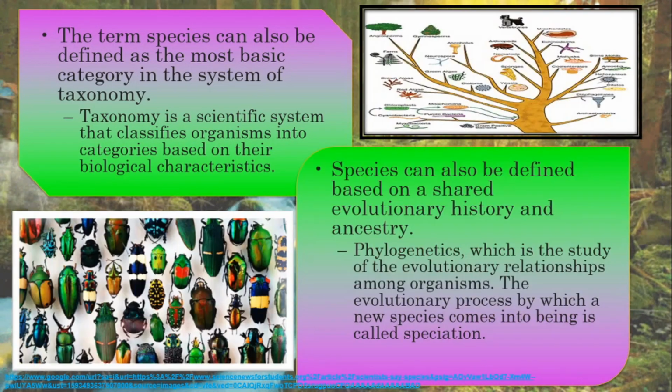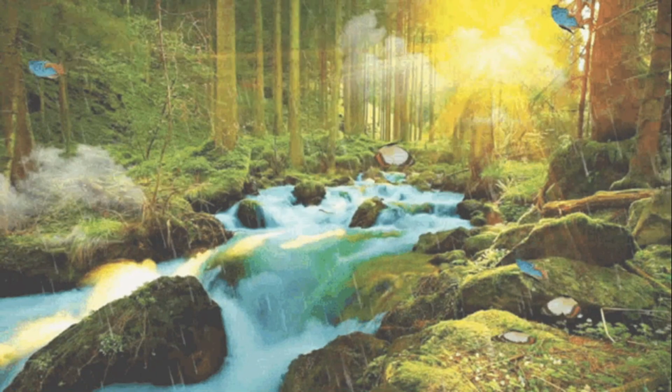Species can also be defined based on a shared evolutionary history and ancestry. Phylogenetics is the study of evolutionary relationships among organisms. The evolutionary process by which a new species comes into being is called speciation.